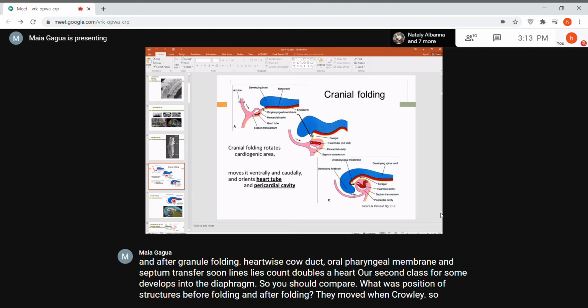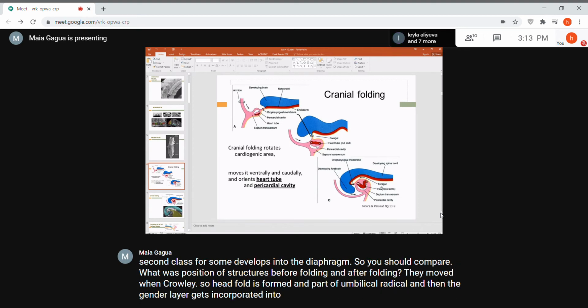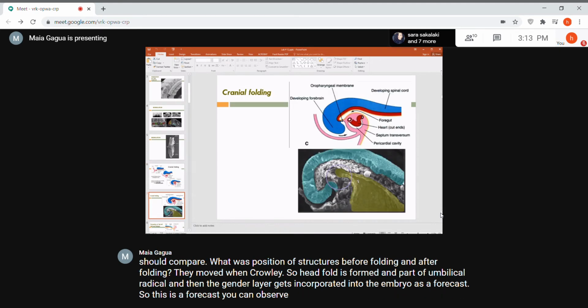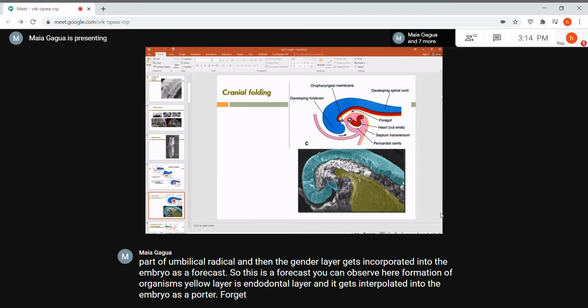So head fold is formed, and part of umbilical vesicle and endoderm germ layer gets incorporated into the embryo as a foregut. So this is a foregut. You can observe here formation of foregut. This yellow layer is endodermal germ layer, and it gets incorporated into the embryo as a foregut. Foregut is primordium of esophagus and pharynx.